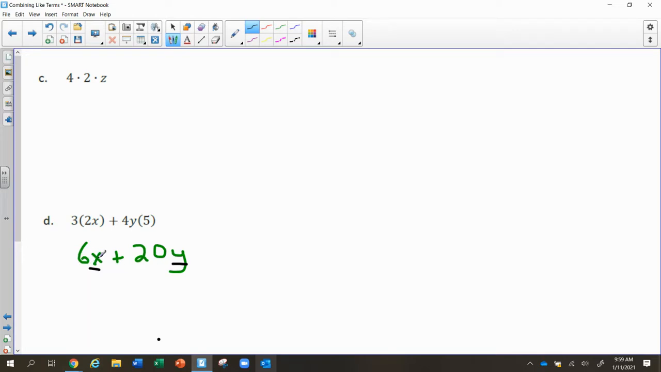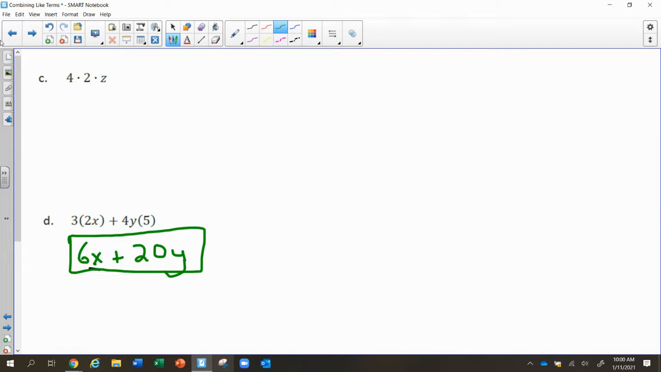So it's like I have 6 apples and 20 oranges. I can't say I have 26 apples, or 6 apples plus 20 oranges equals 26 oranges. Doesn't make sense. So I have to keep those variables the same. So this is as simplified as this expression can be.